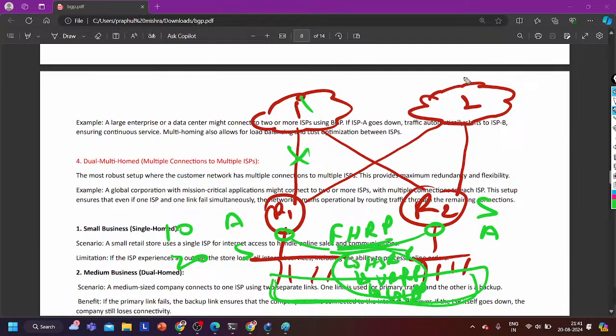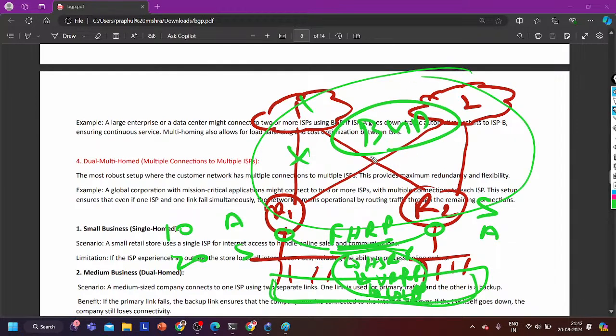So which routing protocol are you going to use here between the ISP and your edge router? BGP. Any doubt till here, guys?